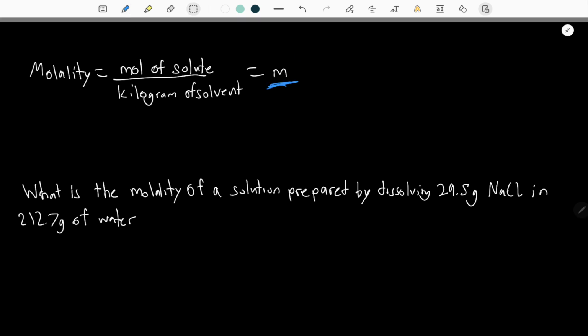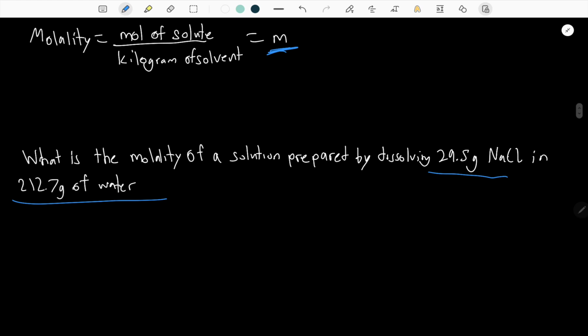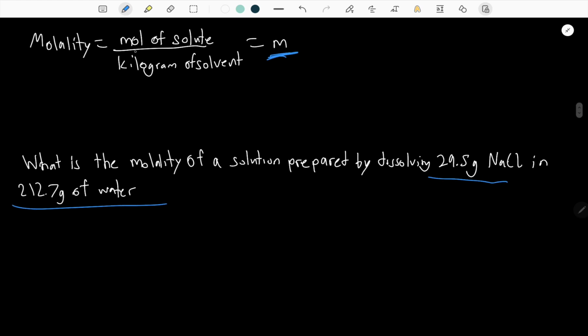Here the question is asking, what is the molality of a solution prepared by dissolving 29.5 grams of NaCl in 212.7 grams of water? You have the formula, you have the moles of solute and kilograms of solvent. You can try solving this out, and I'll be solving it right now. The first thing you want to do is calculate the moles of solute, and what we have here is 29.5 grams of NaCl. So first, convert this into moles.